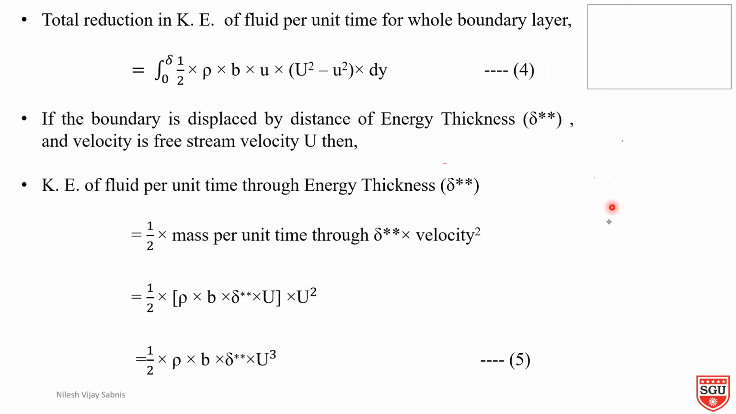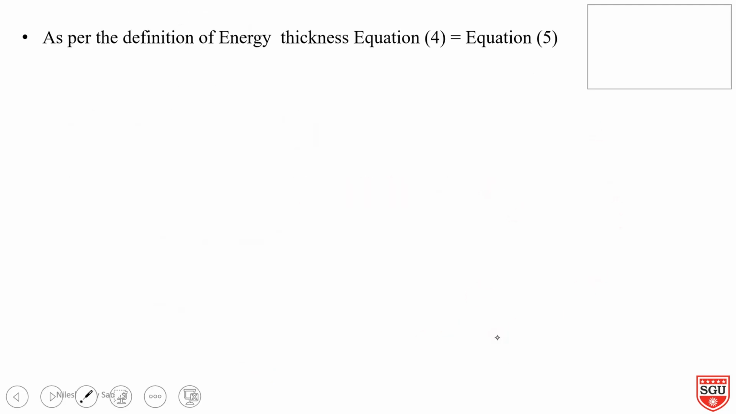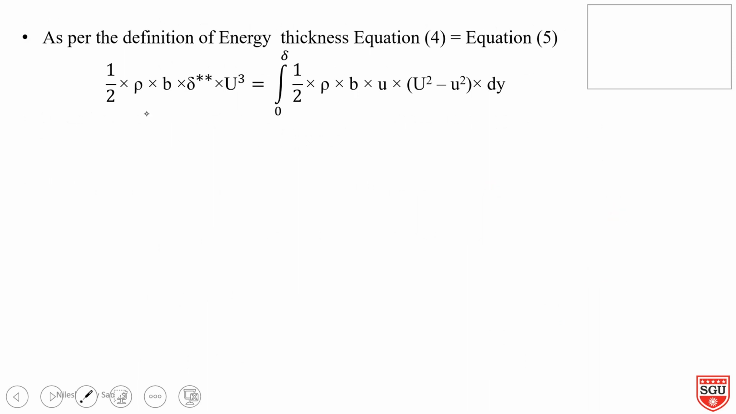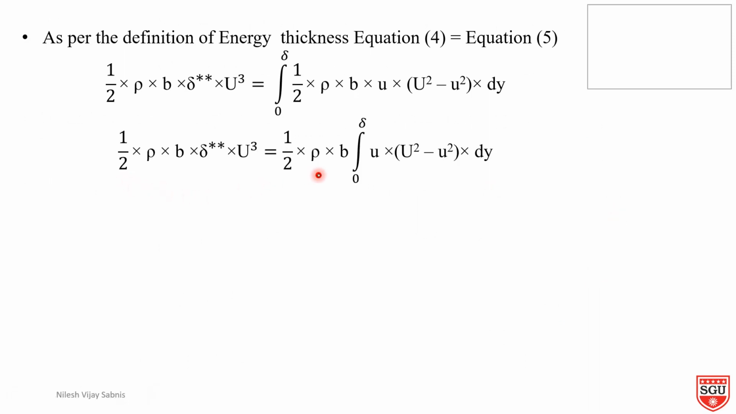Now the fourth equation and the fifth equation are giving us the same thing. Here is the total reduction in kinetic energy due to the boundary layer. This is the reduction in kinetic energy due to shifting of the plate. So equating equations 4 and 5, we will get this big equation. Let's simplify this, cancelling the common terms, and we will get delta double star equal to the integral from 0 to delta of small u by capital U into bracket 1 minus u squared upon capital U squared, dy. This will be the final equation.